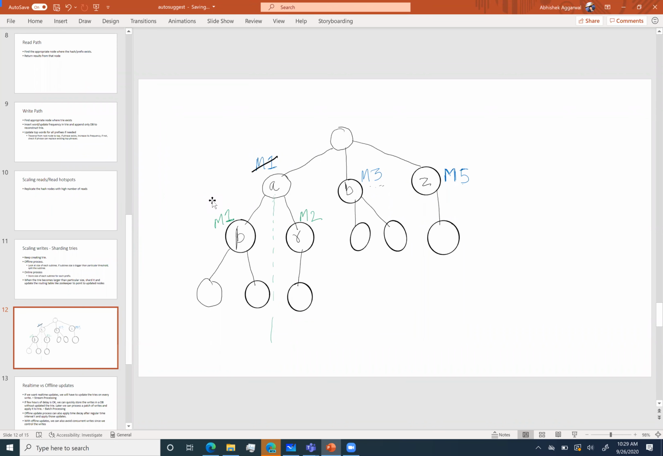You probably need multiple M1s. And maybe if M1 goes down, how will M1 come up again? No, so replication. You need a persistent database also.